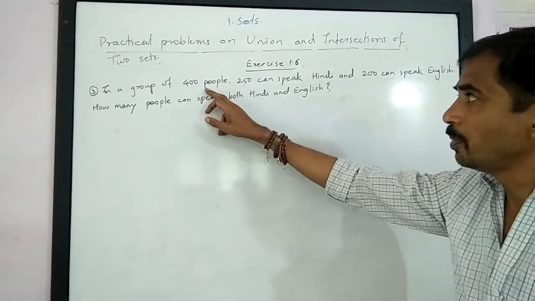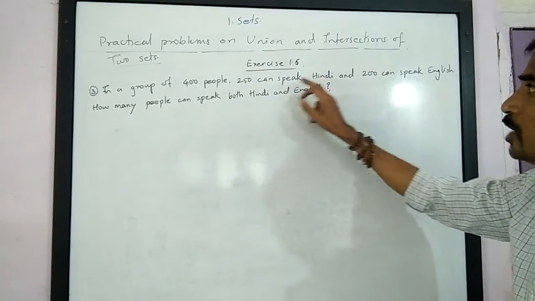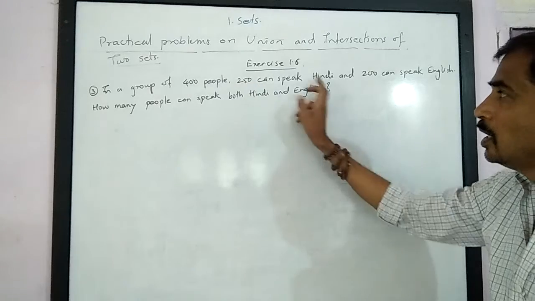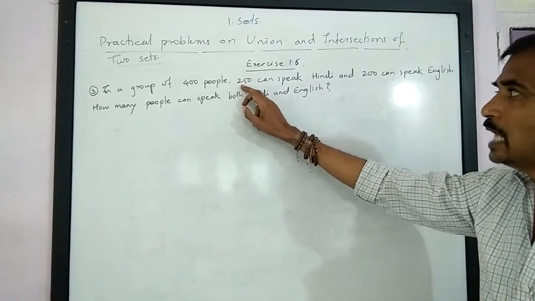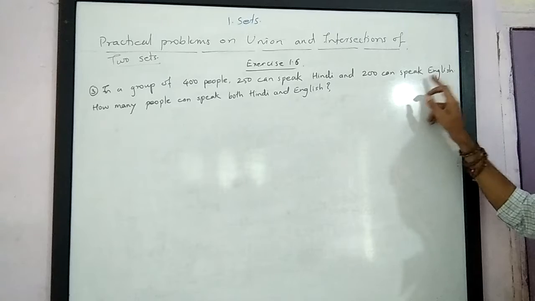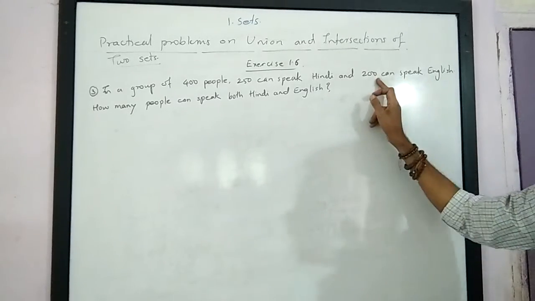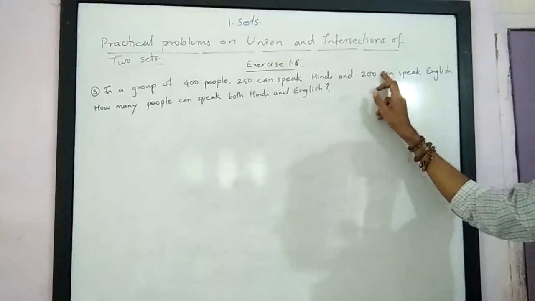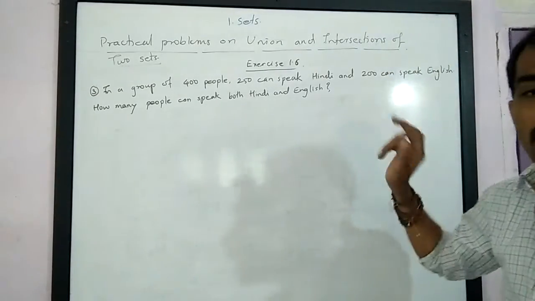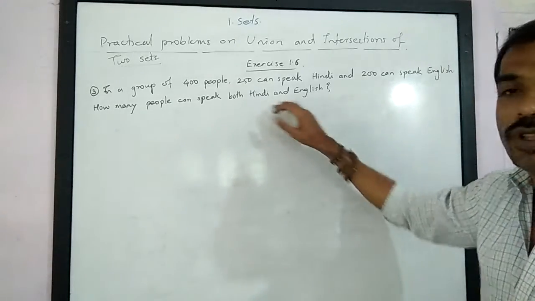In a group of 400 people, 250 can speak Hindi. So let H be the set of the people speaking Hindi. It means the number of elements in set H is 250. And 200 people can speak English. So let E be the set of the people speaking English. The number of elements in E is equal to 200. Now next is how many people can speak both Hindi and English. So we are asked to find how many elements are common to both the sets.